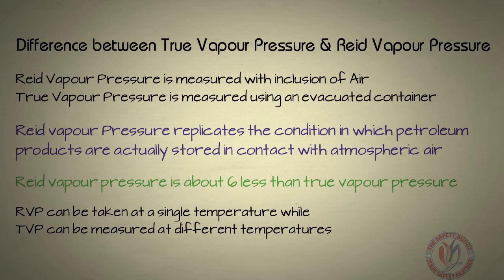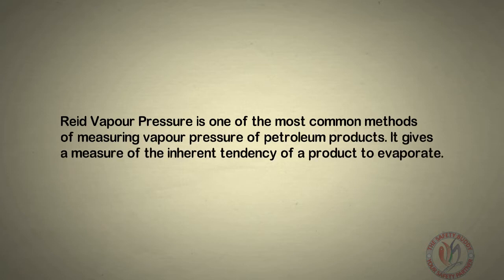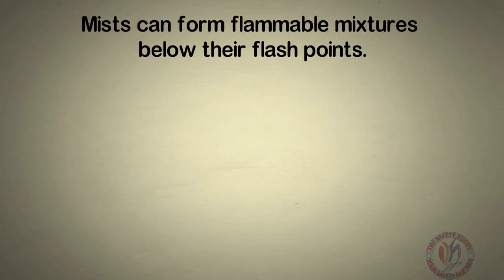Reid vapor pressure is one of the most common methods of measuring vapor pressure of petroleum products. It gives a measure of the inherent tendency of a product to evaporate. The flammable range is the concentration range lying between the lower and upper flammability limits. Mists can form flammable mixtures below their flash points. The bigger the fixed cone roof tank is, the more vulnerable it is to failure from overpressure.